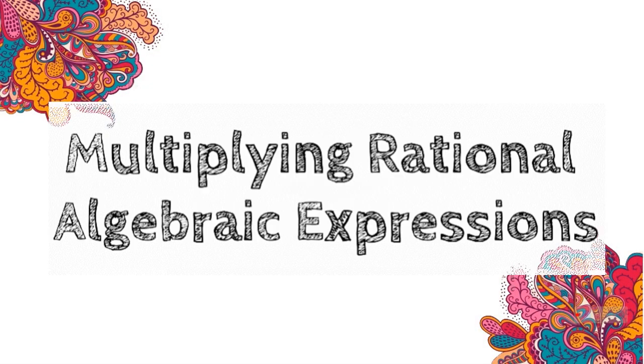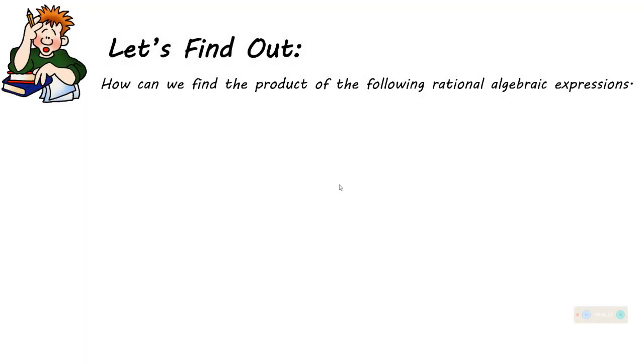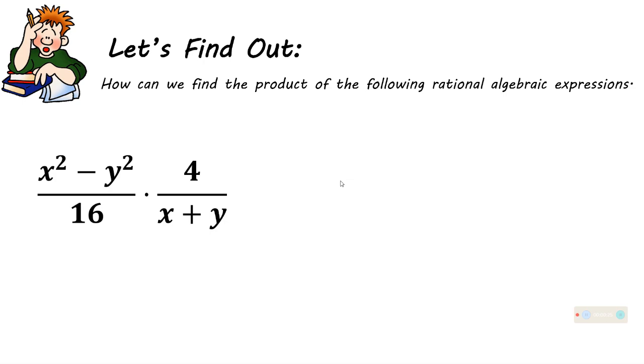Hi, this is part 2 of our multiplying rational algebraic expressions. On the first video that I have sent, the numerators and the denominators of our RAE are in the form of monomials. So this time, I will give you some RAEs wherein the numerator or the denominator are not monomial. So for example, I have here binomials like x squared minus y squared and x plus y.